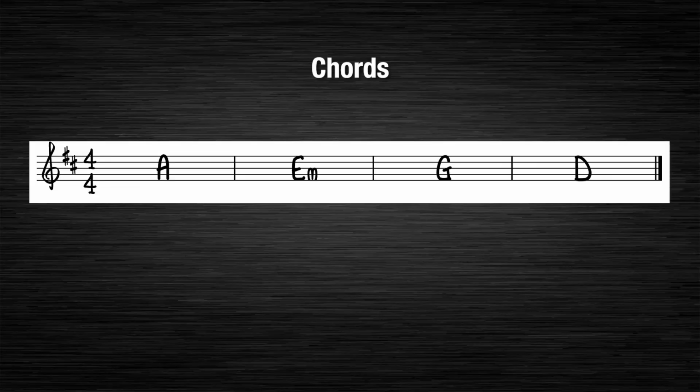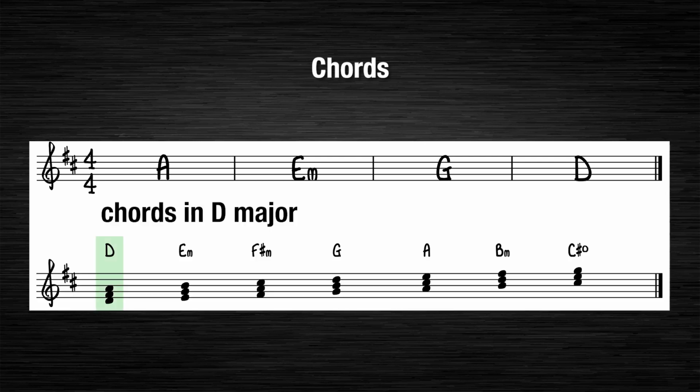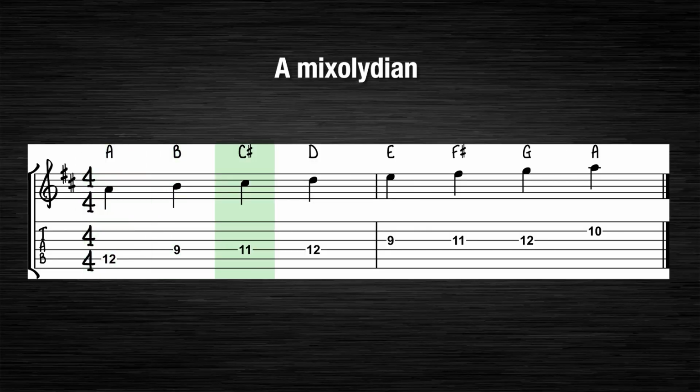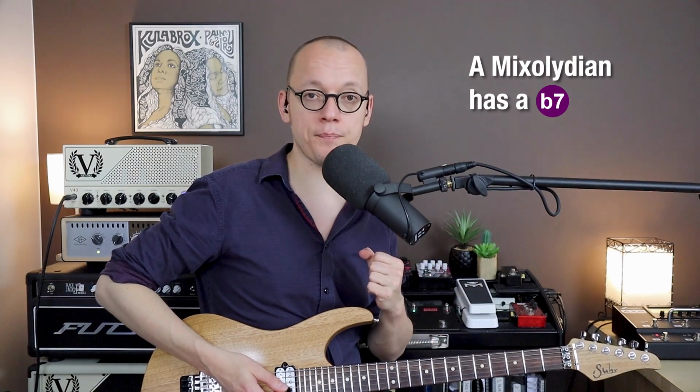So where does that G come from? Well, if you look at the chords, these chords actually come from the key of D major. So by starting on the A and by starting our melody on A, we're actually implying the A mixolydian mode. And that mode has a flat 7. So that's where it comes from.